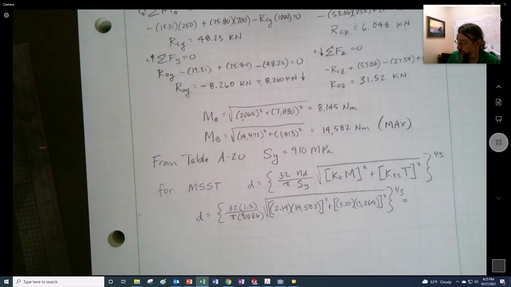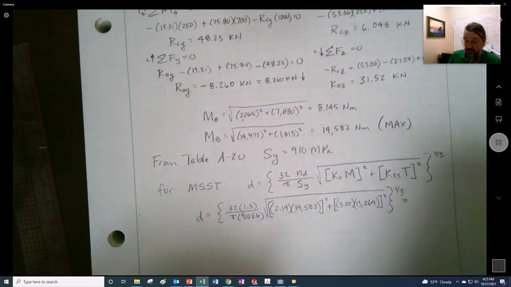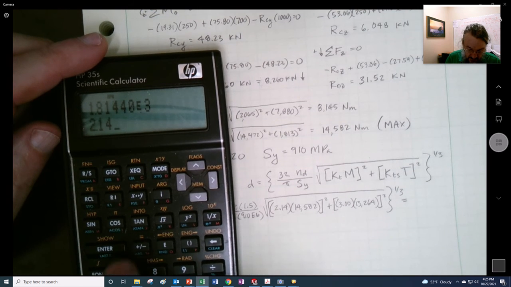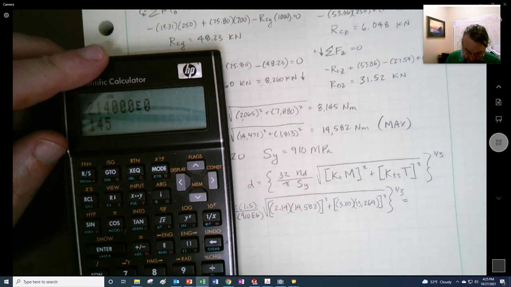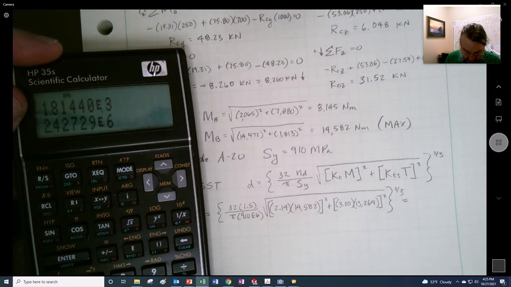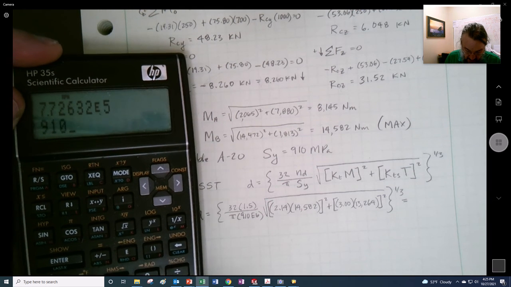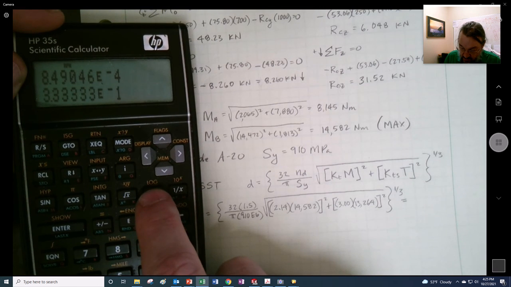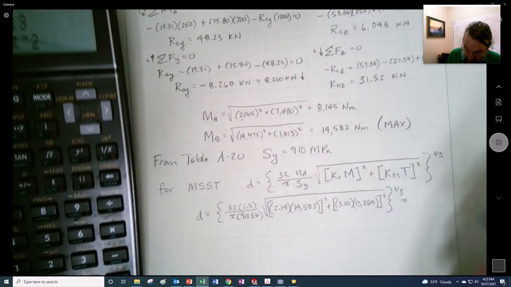Let's do this in the calculator. 2.14 times our 14,582 and square them, and then our 13,264 times 3, and square them, add them together, square root them, multiply by 32, multiply by 1.5, divide by pi, divide by 910 E6, and now raise it to the 1/3. Boom.